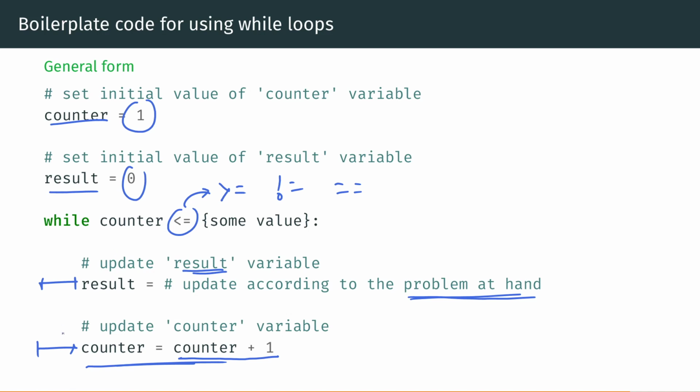Finally, inside the while loop, you'll have the result which you update, and the updating of the result would be done based on the problem at hand, right? And then you update the counter variable as well. And again, the update will dictate how you check it. They're all very closely knit together.